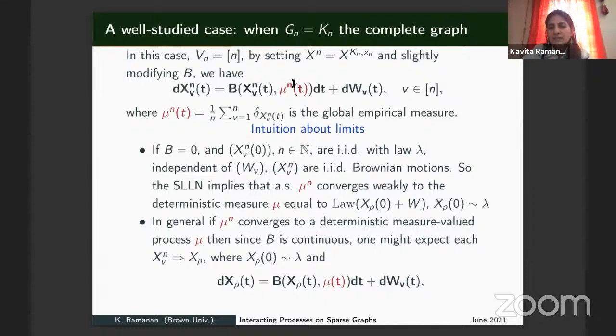Then, since B is continuous with respect to the measure variable, one might expect that X might converge. You could replace mu n here by mu, and then X must satisfy this equation. Does that make sense as a sort of conjecture? However, this doesn't autonomously characterize X yet, because you don't know what mu is. But of course, we should also have a guess for what mu is.